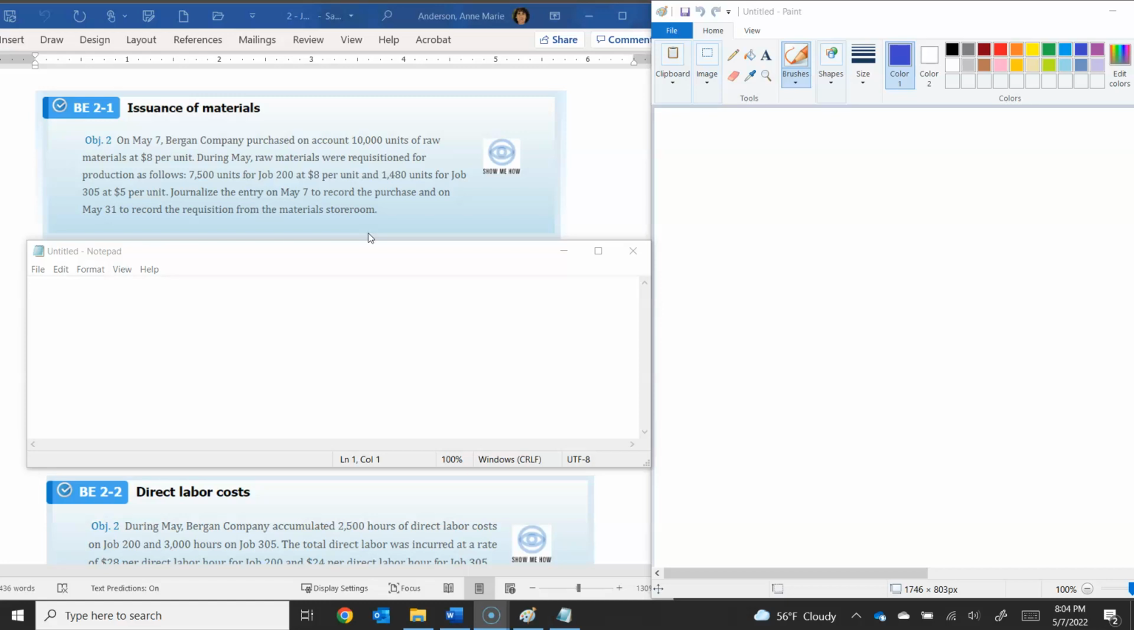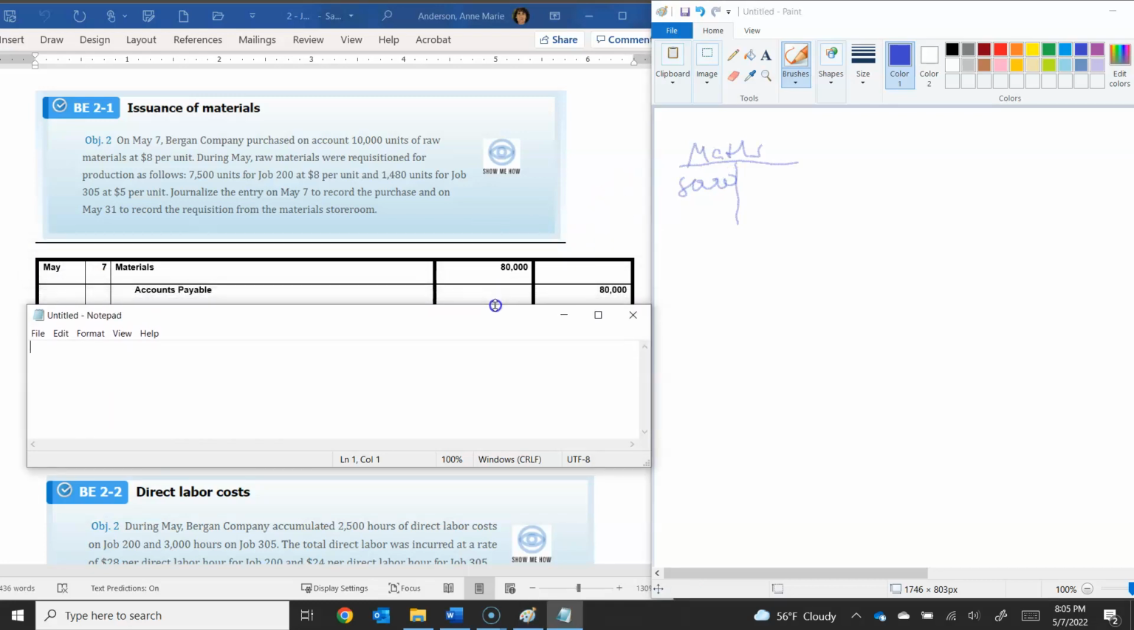So I'm going to keep this on the side in T accounts. Really your first thing is you're buying materials, right? So you're buying $80,000 worth of materials. That's what they're saying. $10,000 at $8 a unit. So your journal entry for that is easy, right? It's a debit to materials, credit to accounts payable. Nothing unusual there. But now we're going to put it into a WIP.